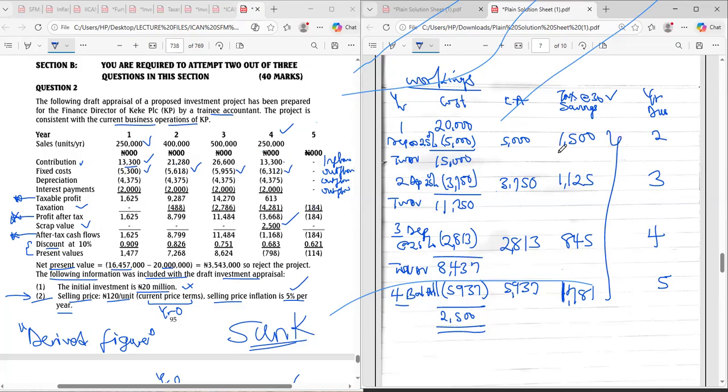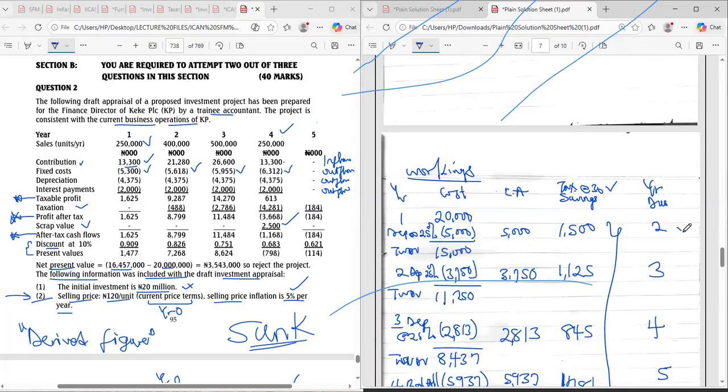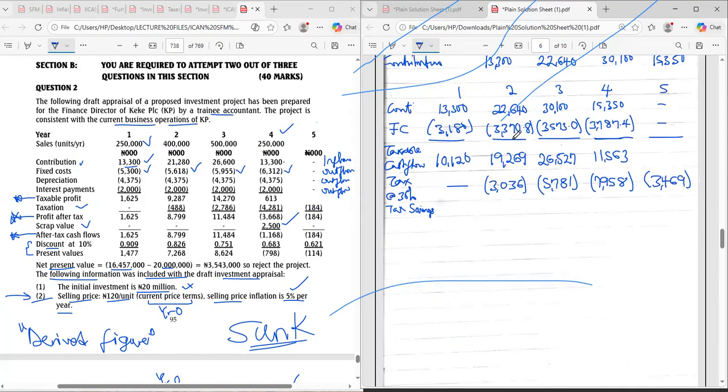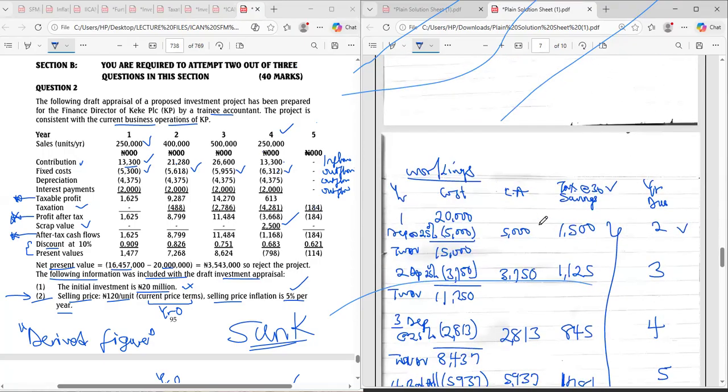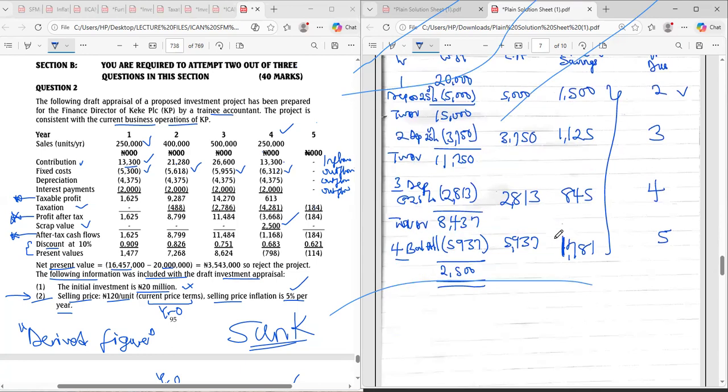So let's take it to our solution. 1,500. So tax savings start from what? Year 2, 1,500. So year 1 is dash. Start from year 2, 1,500. So it's a plus to us. 1,125. 845. Then 1,781.